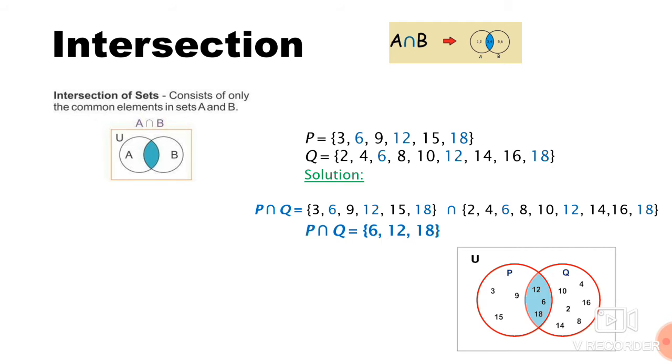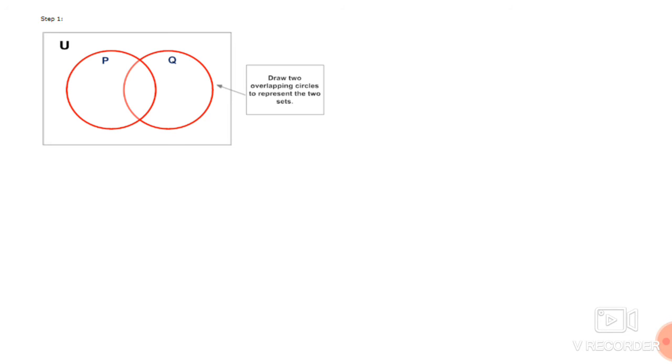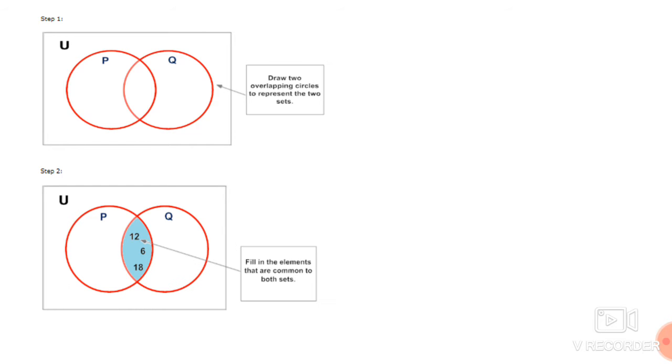Okay, moving forward. Here are the steps which are involved in drawing a Venn diagram. The first step is to draw the rectangle and the circles. If we have some common element in our sets, then we draw overlapping circles. If we do not have a common element, then we draw disjoint circles. That is the first step. Second step, fill the elements that are common to both the sets. Fill this part. If we have some common elements, then write them here.